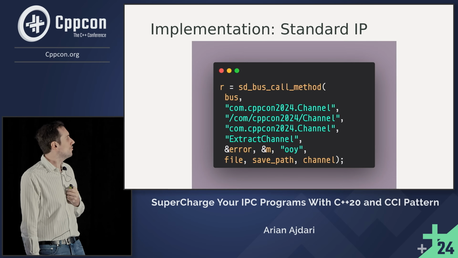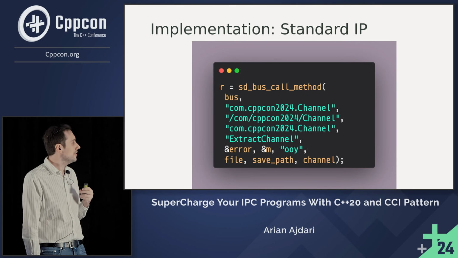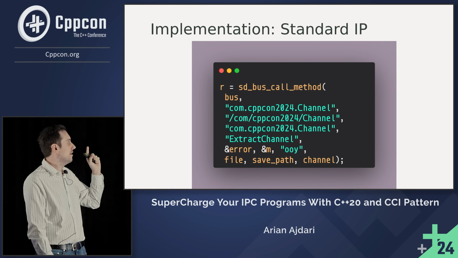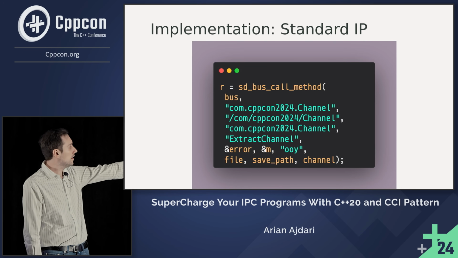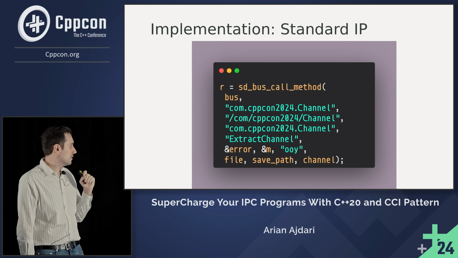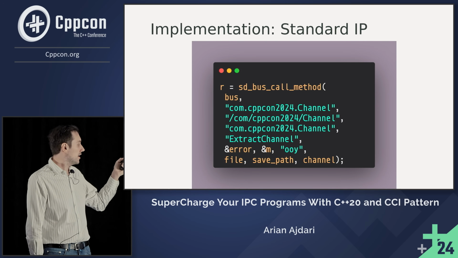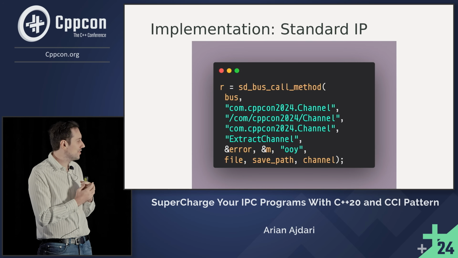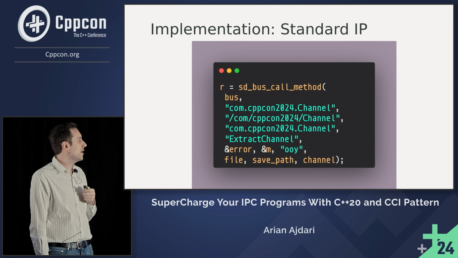In order to do that, we call the method called sd_bus_call_method, where, as you can see, we provide a huge number of input parameters. We have the bus, then we have 3 constant strings, then we have the method name, which is extract channel. We provide the reference to the address, actually, to the error message. We provide a constant string with these weird letters, OOY, and we provide our 3 input parameters.